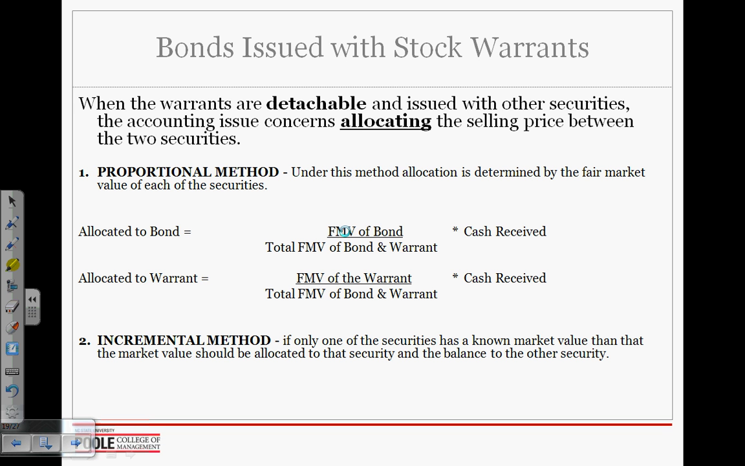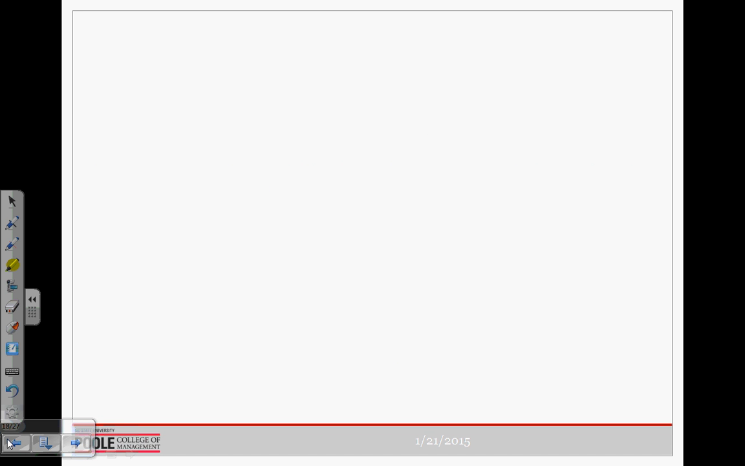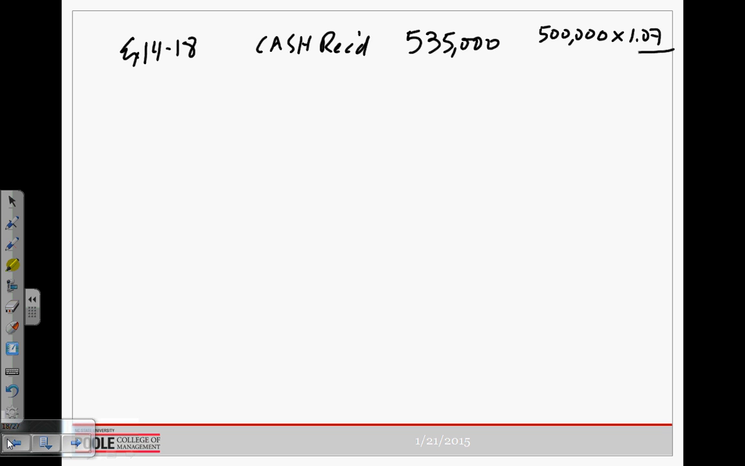Under the incremental method, if you only know one fair market value, then you allocate that amount to that security and the balance goes to the other security. In our case, luckily we know the market values of both. So our issue here with exercise 14-18 is that the cash received when we sold these bonds was $535,000, which is $500,000 multiplied by the selling price of 107.